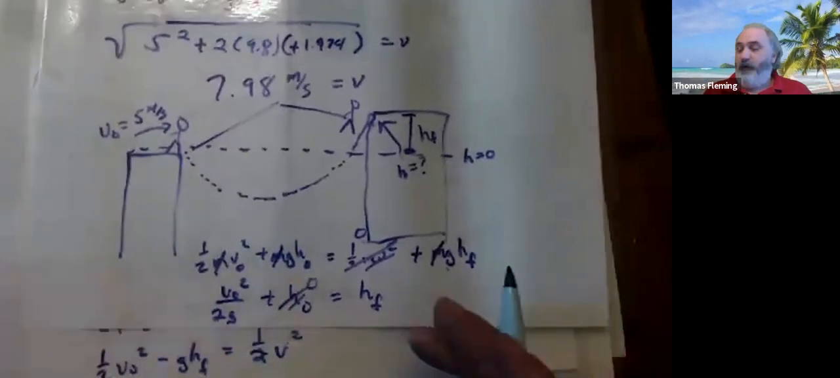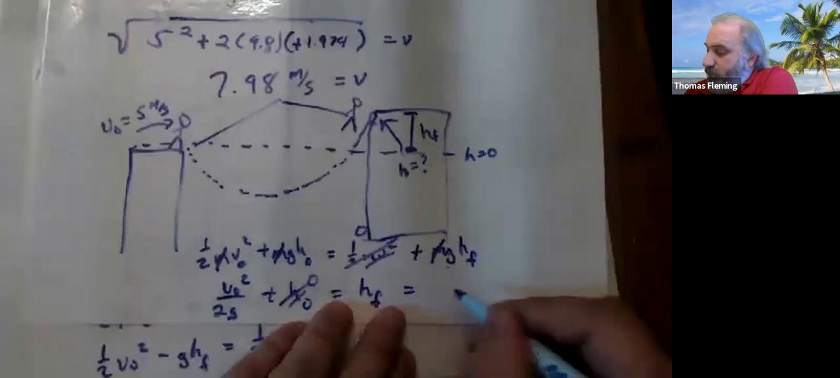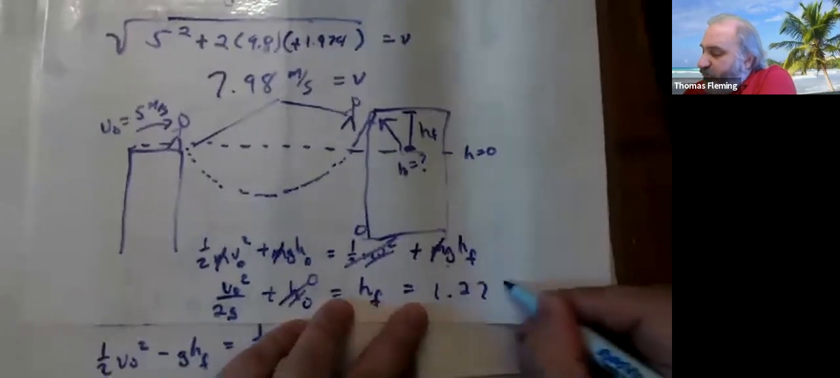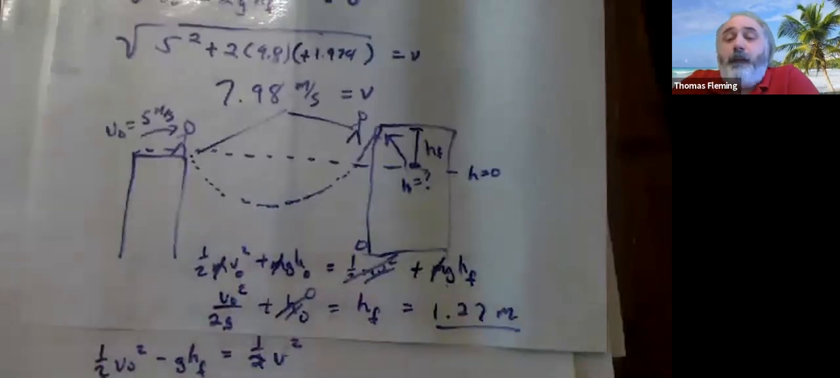Pretty cool. So that's 25 divided by 19.6. So it looks like he'll be able to swing about 1.27 meters higher than he started at his maximum height. Pretty cool.